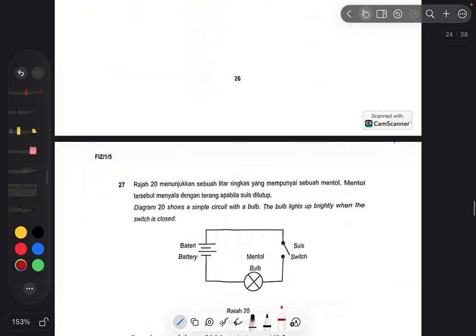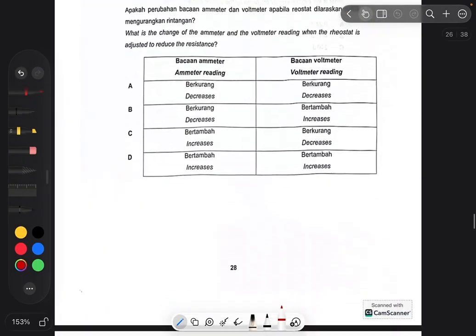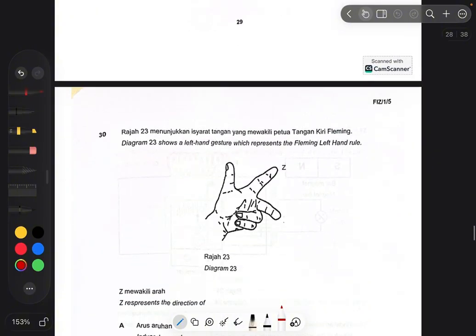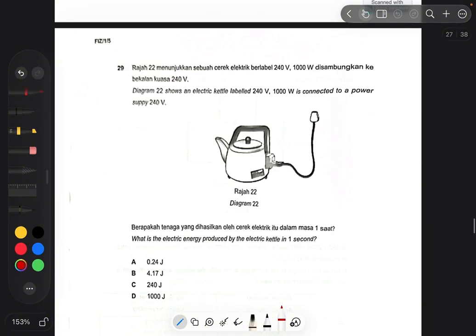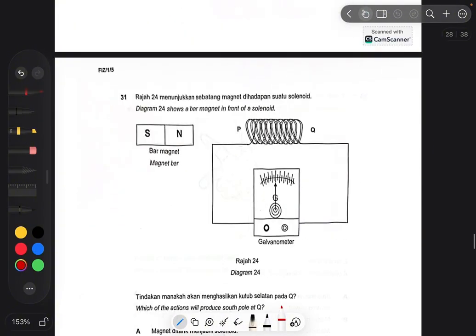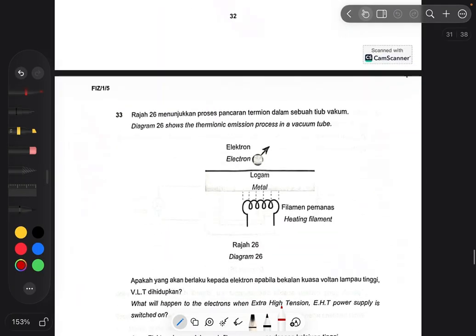Okay. Haven't learned this yet. Haven't learned that yet.